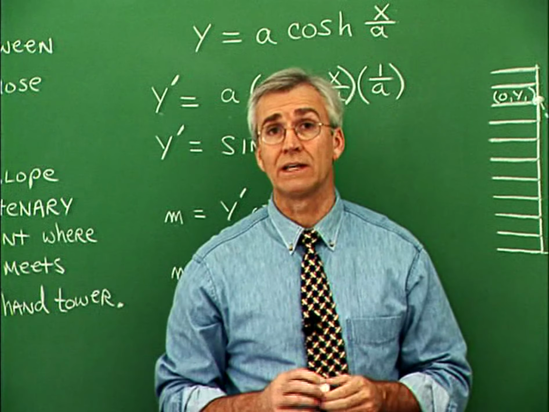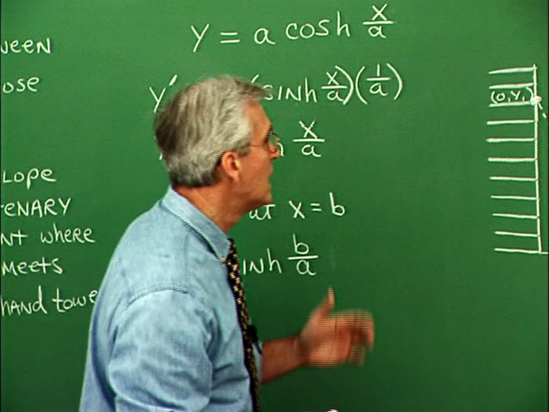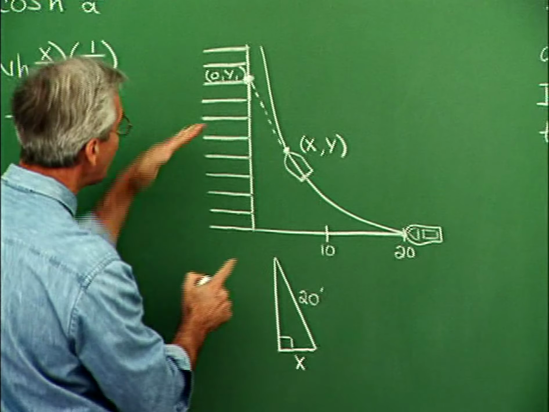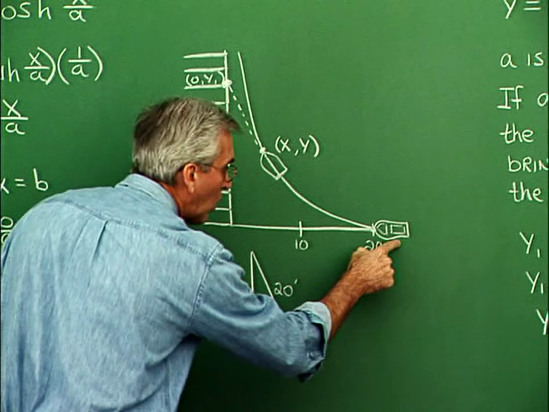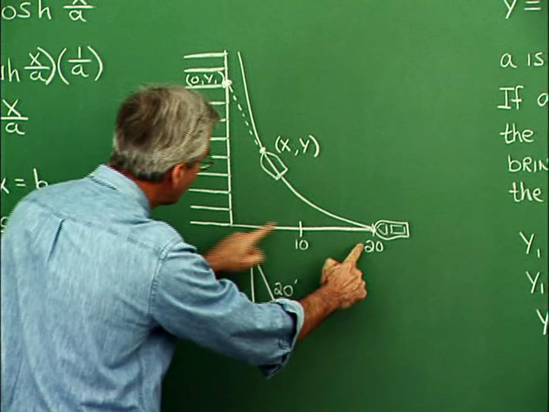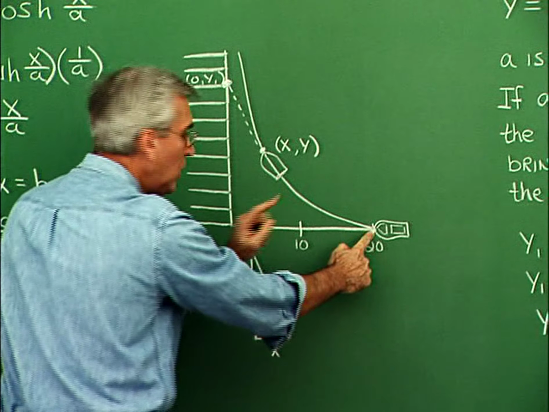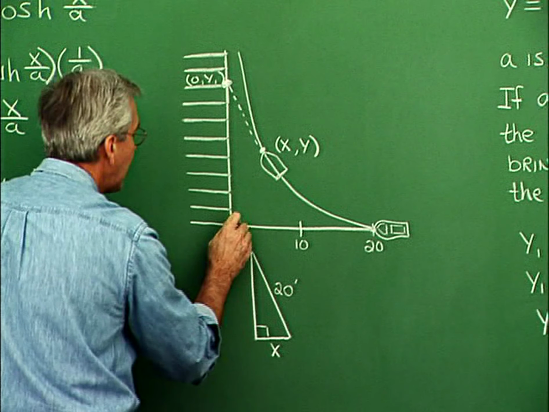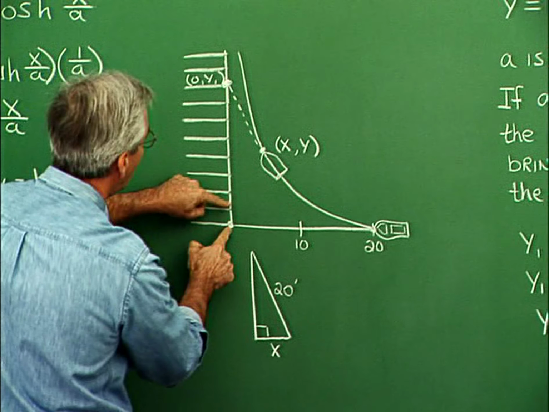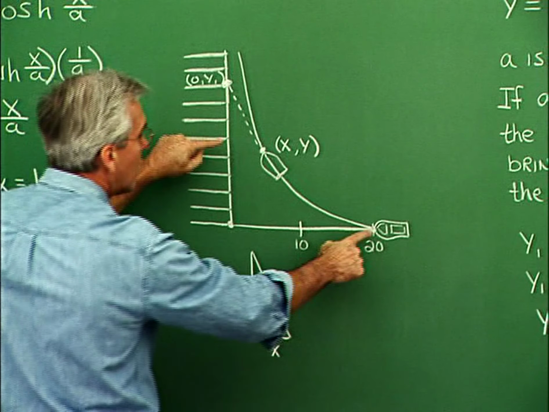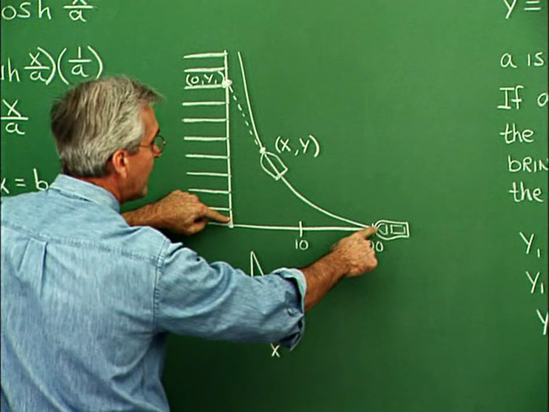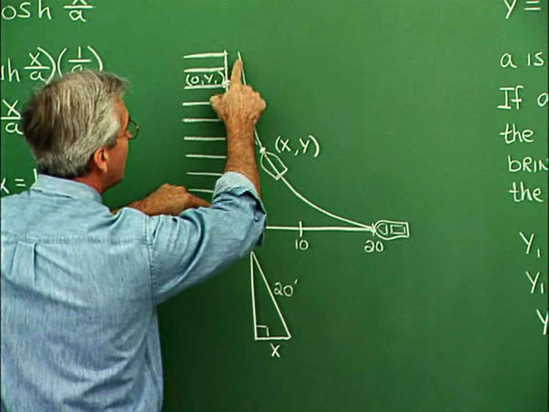Here's a problem involving an inverse hyperbolic function. Now, let's lay out the problem first like this. Suppose we have a dock here and a boat, and we have a rope attached to the bow of the boat, and the rope is 20 feet long. Now, suppose a person standing right here at the edge of the dock holds the rope and walks along the dock. Then naturally the boat will be pulled along some kind of path, and it turns out that this is the path that the boat will take.